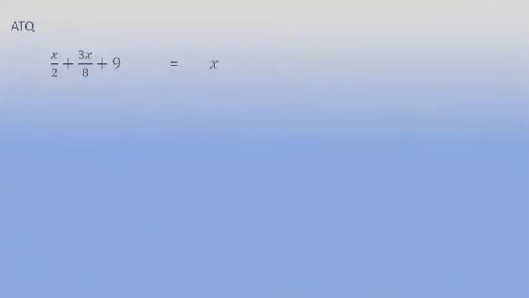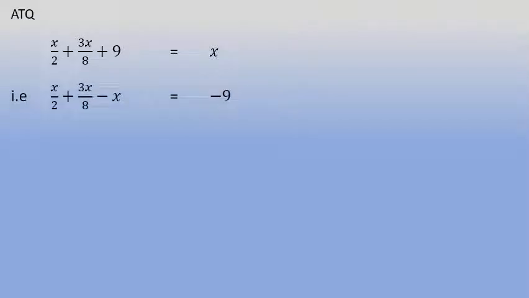According to the question, we have to write x upon 2 plus 3x upon 8 plus 9 equal to the total number of deer, that is equal to x. This is the linear equation we formed. Now we have to solve the equation. So take the variable on one side and numerals to the other side. Here the LCM is 8.